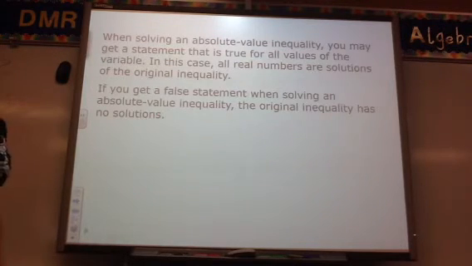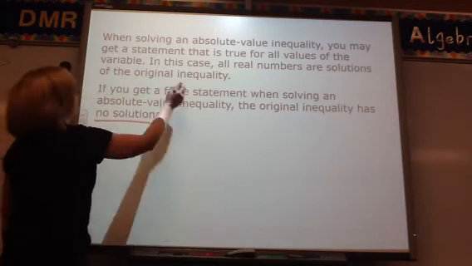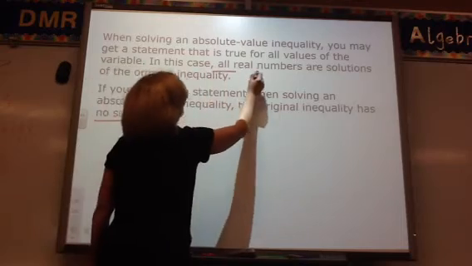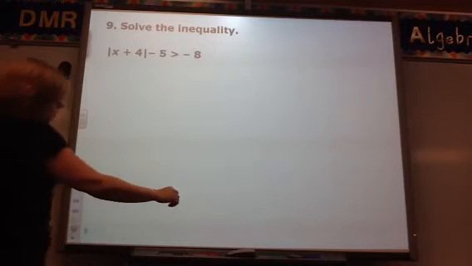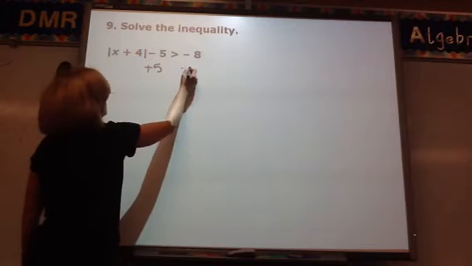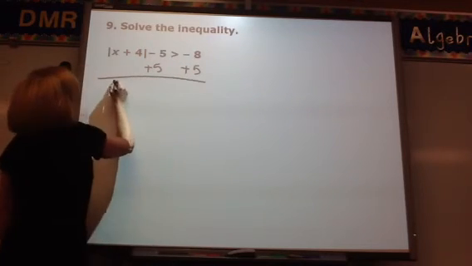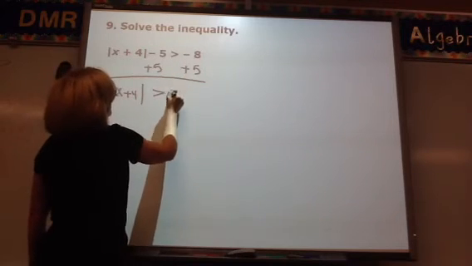Okay, when solving an absolute value inequality, you may get a statement that is true for all values of a variable. In this case, all real numbers are solutions of the original inequality. If you get a false statement when solving an absolute value inequality, then you have no solution. So let's look at these. Okay, solve the inequality. Again, we need to isolate our absolute value, so we're going to add 5 to both sides. So the absolute value of x plus 4 is going to be greater than -3.